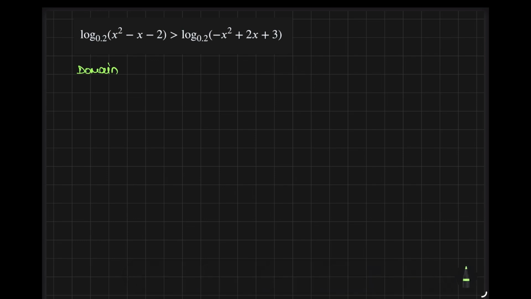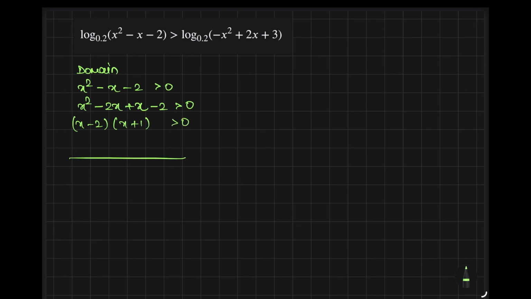So first define the domain for the argument. You know that the argument should be positive, so greater than 0. Now simplify this: x square minus 2x plus x minus 2 greater than 0. So it is (x minus 2)(x plus 1). If you solve this inequality, you will get minus 1, 2, with plus, minus, plus.